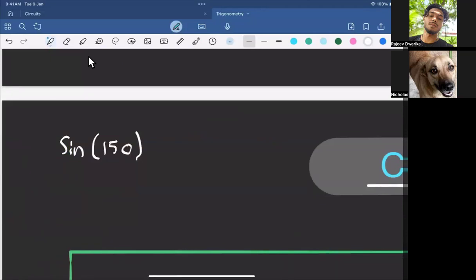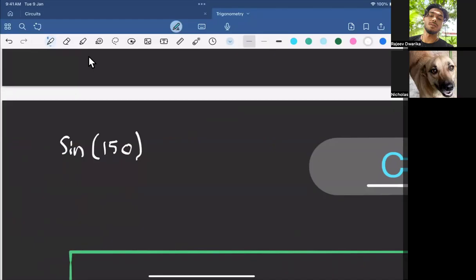Let me just say we have an angle like sine 150. Is that in the table? Did you ever learn what sine 150 is? No, that wasn't one of the standard angles. The standard angles are like 30, 60, 90, 45. So 150 is completely out of the question.